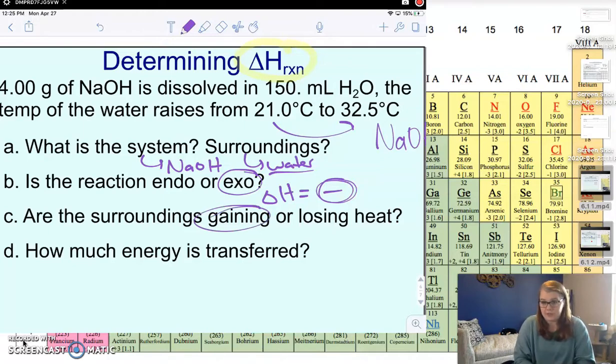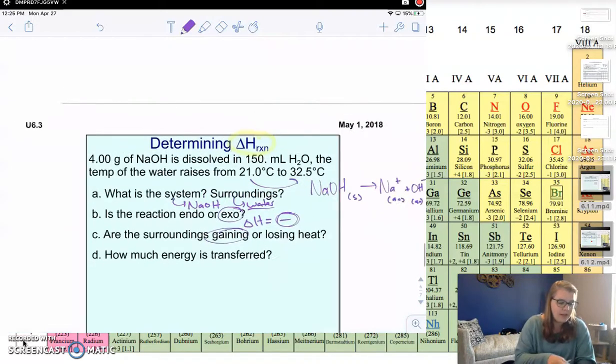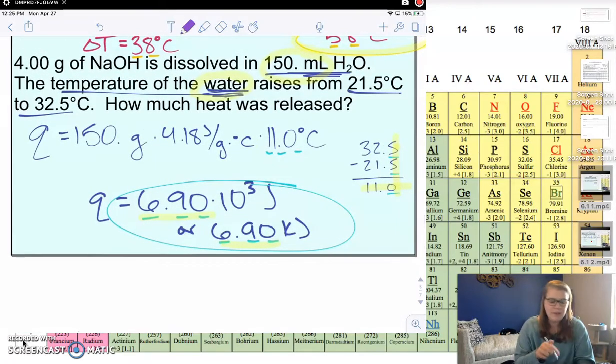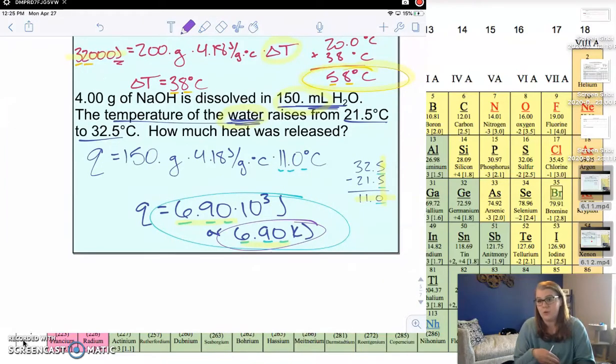How much energy is transferred? So we're actually going to steal our answer from the above example. So all of these values stayed the same. So we solved for Q. So Q is going to be 6.90 kilojoules. I'll take the kilojoules value rather than the joules value, because if you remember, all these values are always per mole.